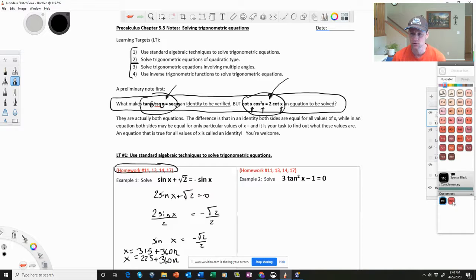So your actual solution ends up being this. In other words, there are an infinite number of solutions, but they're very specific. It's those infinite number of solutions. All right, let's try another one.